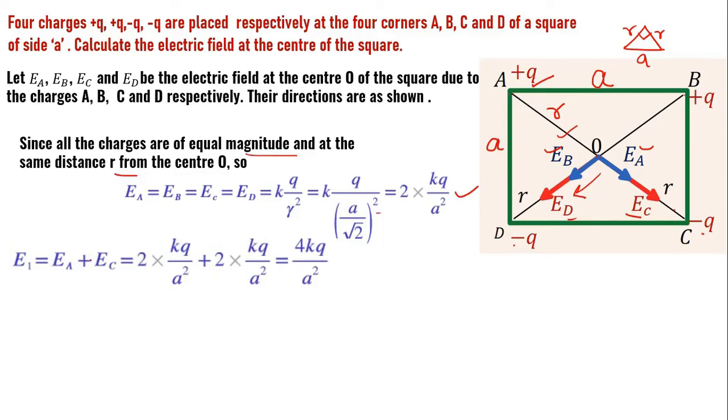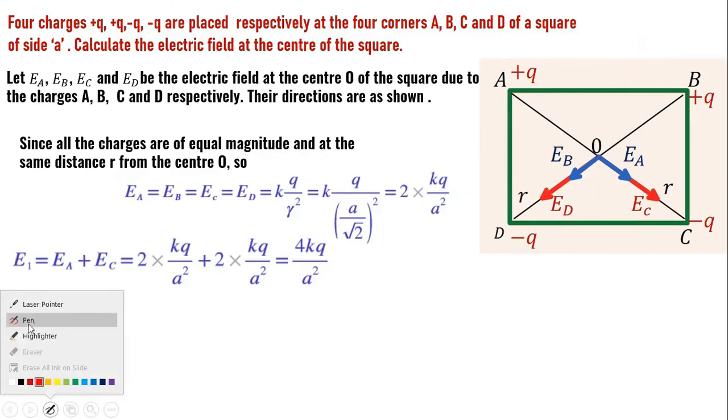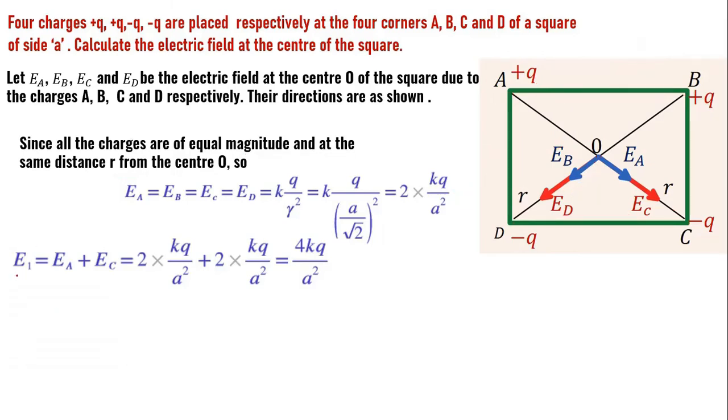Now let us see E1. Now we want to find the value of E1. Let me clear the figure first. Now first we will find E1, which is EA plus EC, pointing in the same direction. So EA and EC are pointing in the same direction, and E1 is the net electric field. So magnitude wise we simply add up these values: EA is 2 KQ by A square, similarly 2 KQ by A square. So on adding we get 4 KQ by A square.